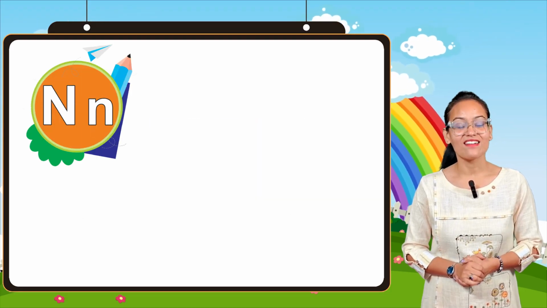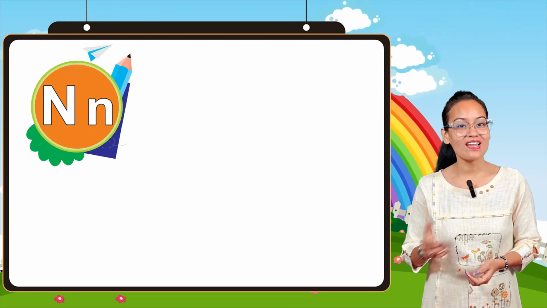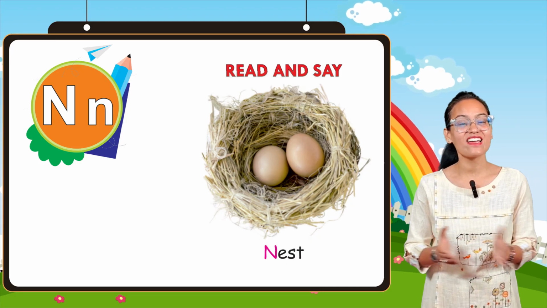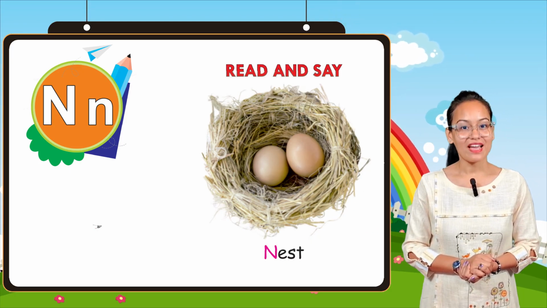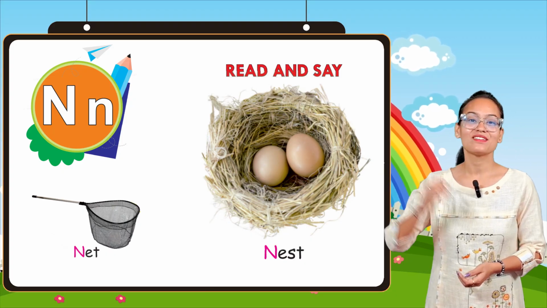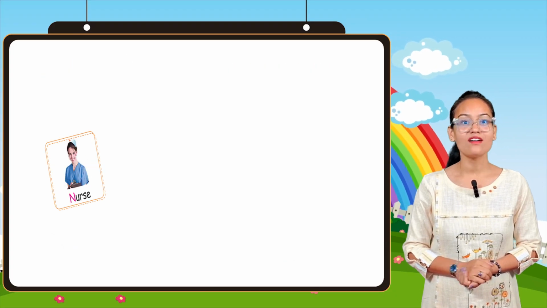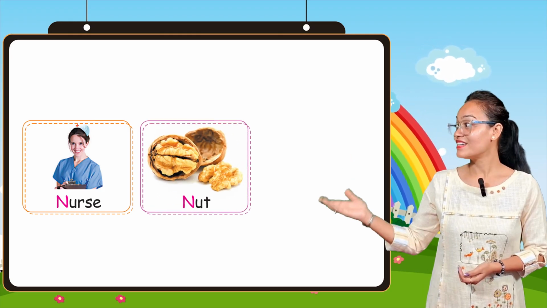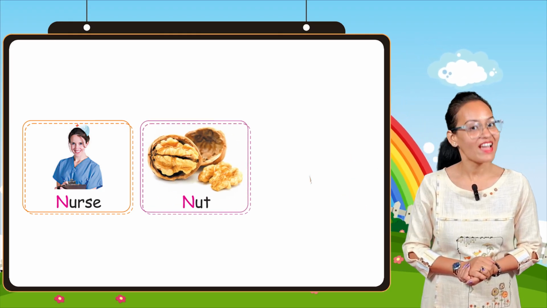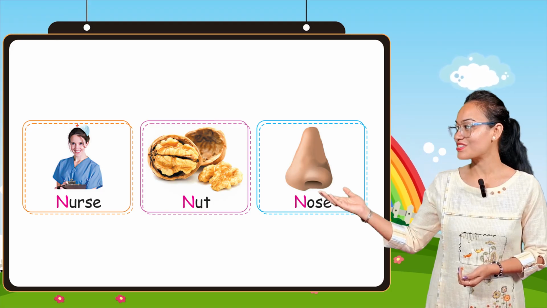Alphabet N. Capital N, small n. Read and say: N for nest, N for net, N for nurse, N for nut, and N for nose.